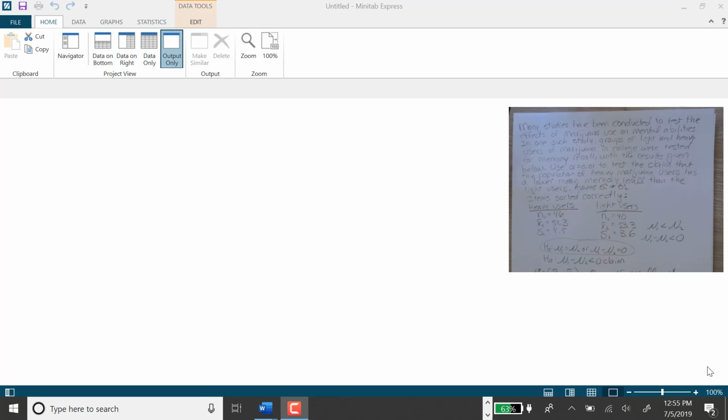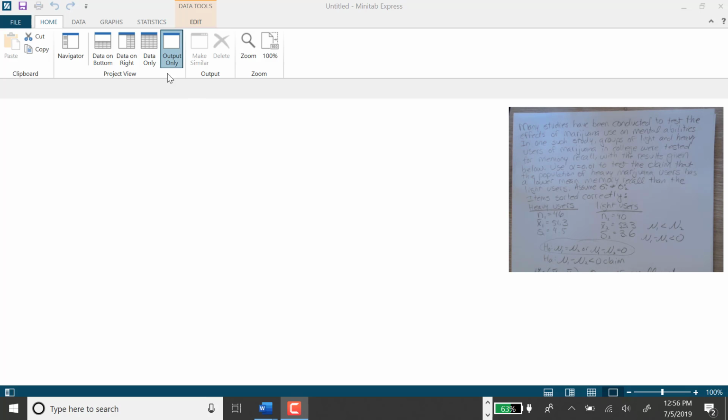I'm going to show you how to get the standardized test statistic and p-value for a two-sample t-test for independent samples when the population variances are assumed to be unknown using Minitab Express. I have the problem summarized here, and this is a lower tail test. The alternative hypothesis is that mu sub 1 minus mu sub 2 is less than 0.